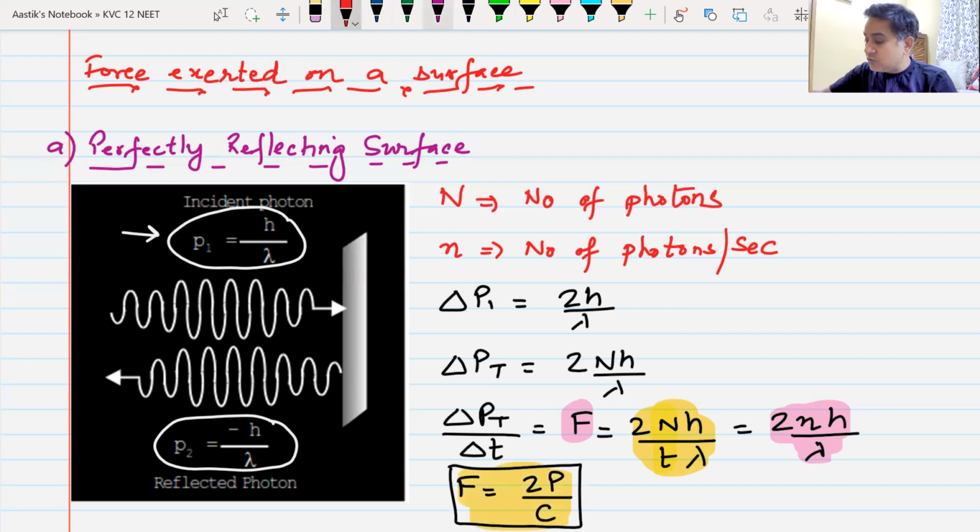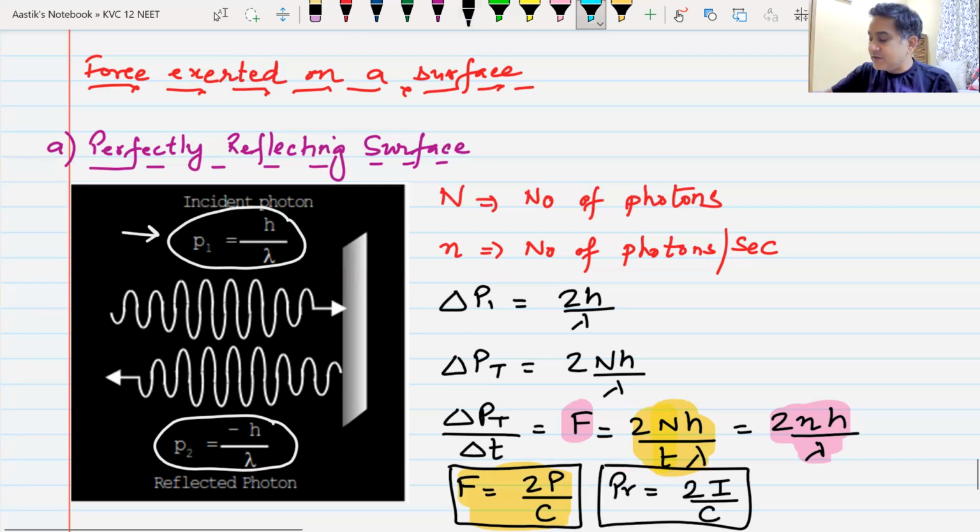They might also ask you what the pressure is. Pressure is force divided by area. Dividing this equation by area, power divided by area is intensity, so the answer for pressure becomes 2I by c. If you can remember these formulae, they might come in your exam if the paper is a bit tough. I'll give you 2 minutes to note this down.